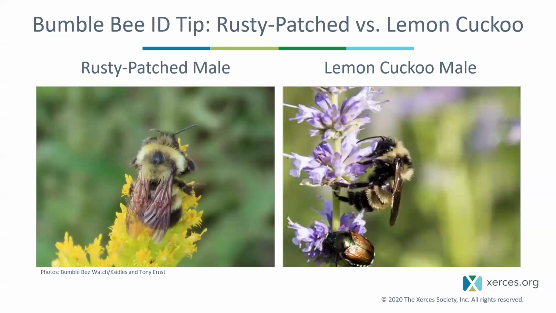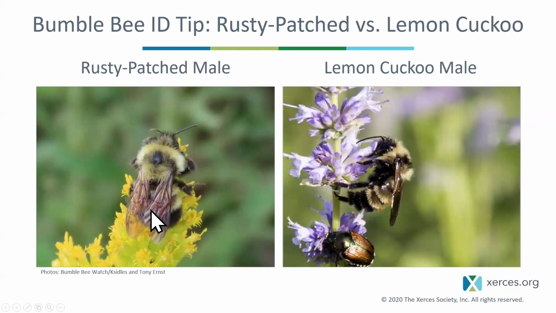So just a tip for differentiating lemon cuckoo bumblebees and rusty patch bumblebee males. Every once in a while, folks will get lemon cuckoo bumblebee males mixed up with rusty patch males, especially for those cuckoos that only have yellow on T1 and T2. This guy has yellow on T3, but as I mentioned previously, sometimes you'll see individuals without yellow on T3.